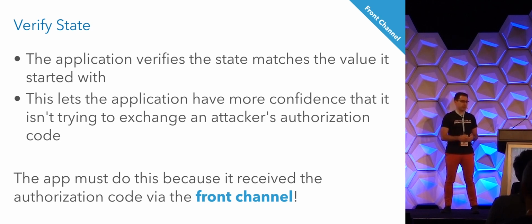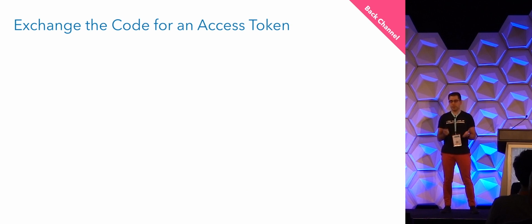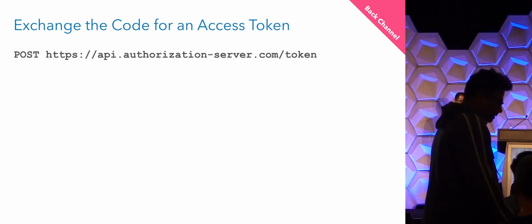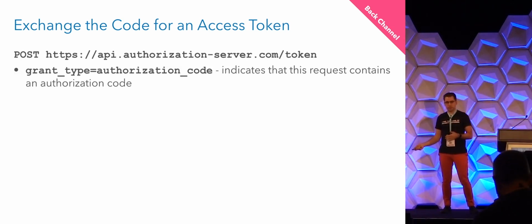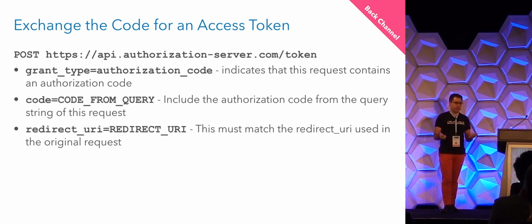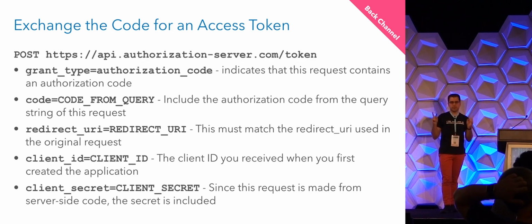And then the sort of closing the loop here is using the back channel to exchange that authorization code for an access token. So the app makes a POST request over to the token endpoint. This is back to the OAuth server, saying, I'm doing the auth code grant type. Here's the code I got from the user. Here is my redirect URL, client ID, and because this app has a secret, it includes a secret.